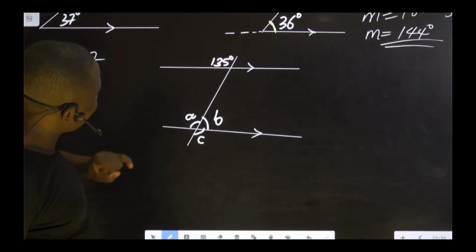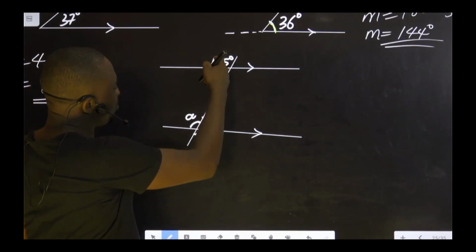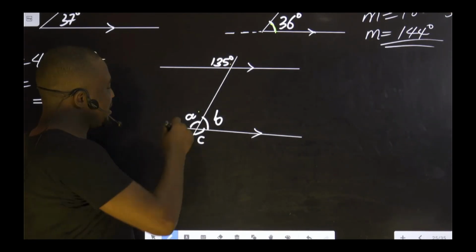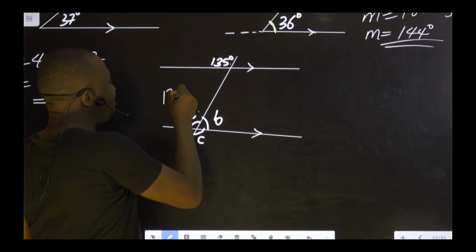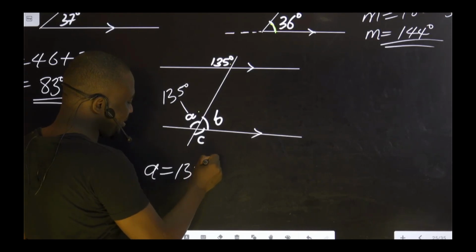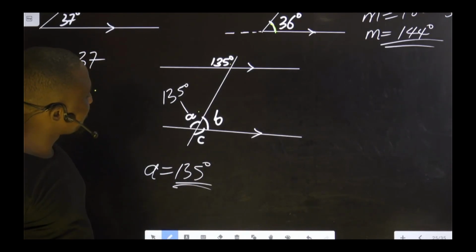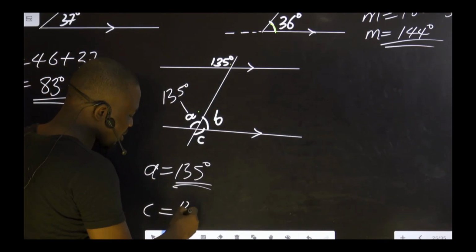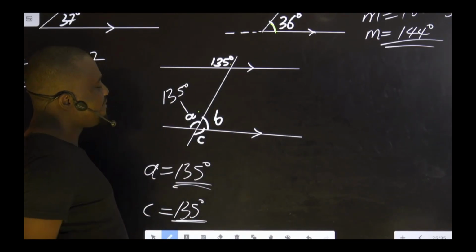Let's look at this one now. You will agree with me, we start from the known to the unknown. This and this are corresponding angles. Therefore, A is 135 degrees. So A is equal to 135 degrees. Okay? And C is vertically opposite to A, so C is also equal to 135 degrees.